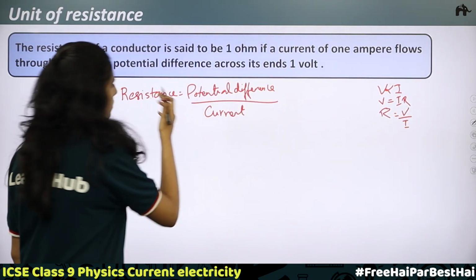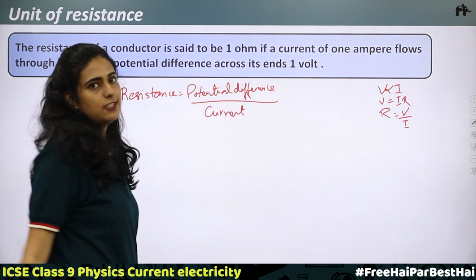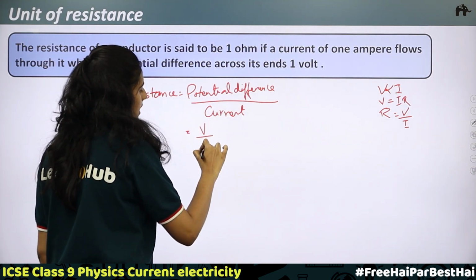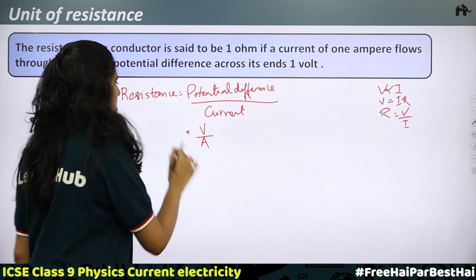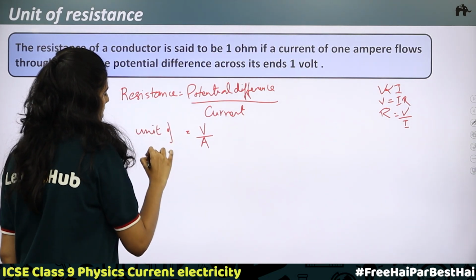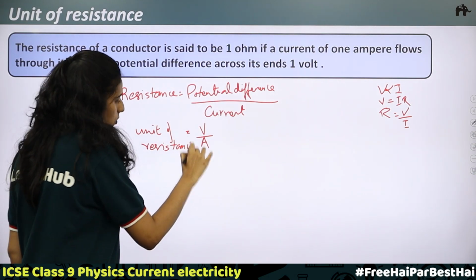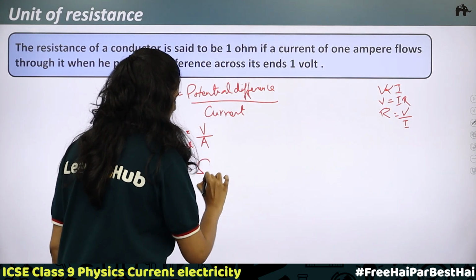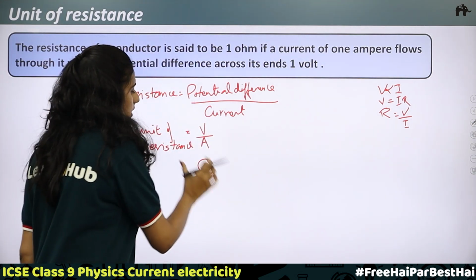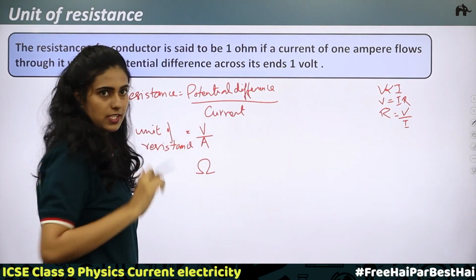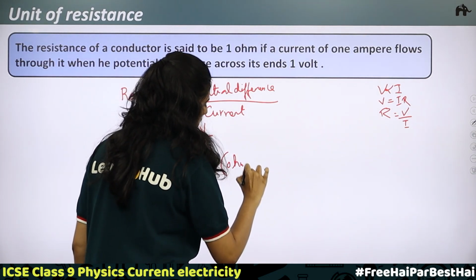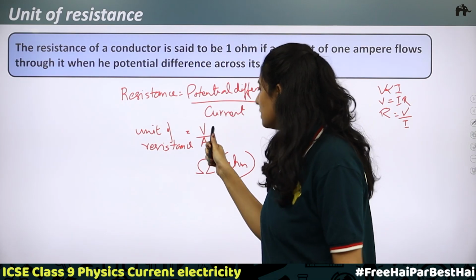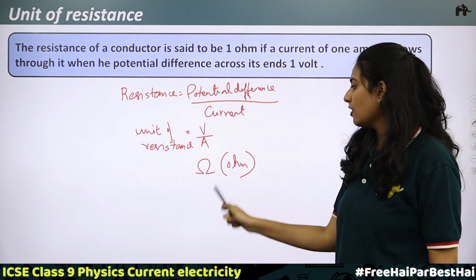Then what is the unit of resistance? Unit of resistance will be unit of potential difference divided by unit of current. What is the unit of potential difference? Volt, divided by unit of current, ampere. Volt per ampere is a unit of resistance. There is another unit, which is the most commonly used unit, or the SI unit. The unit of resistance is represented by the Greek letter omega, which is ohm. So, the unit of resistance is volt per ampere, but the most commonly used unit of resistance is ohm.